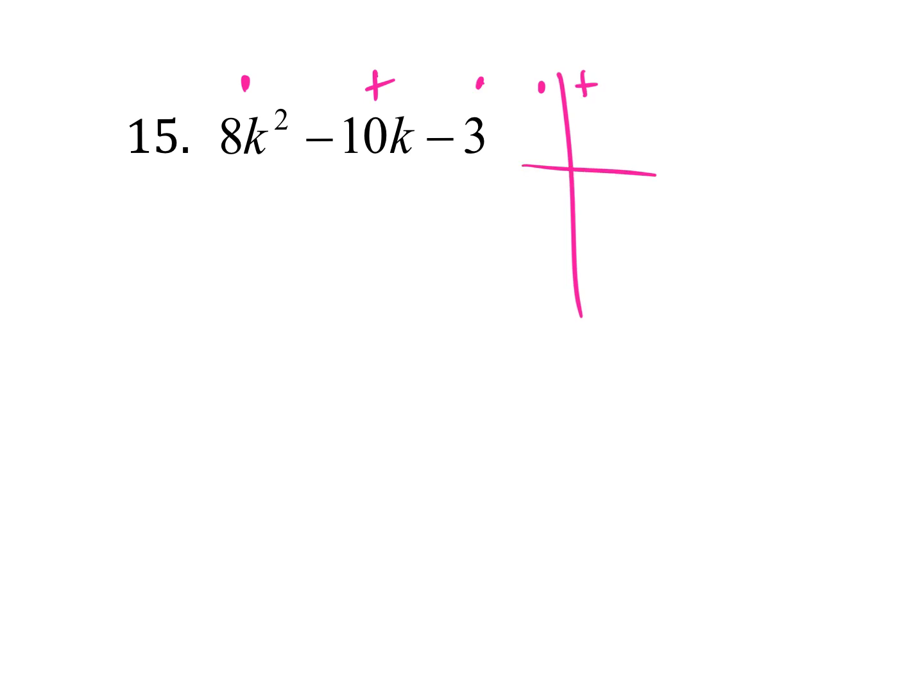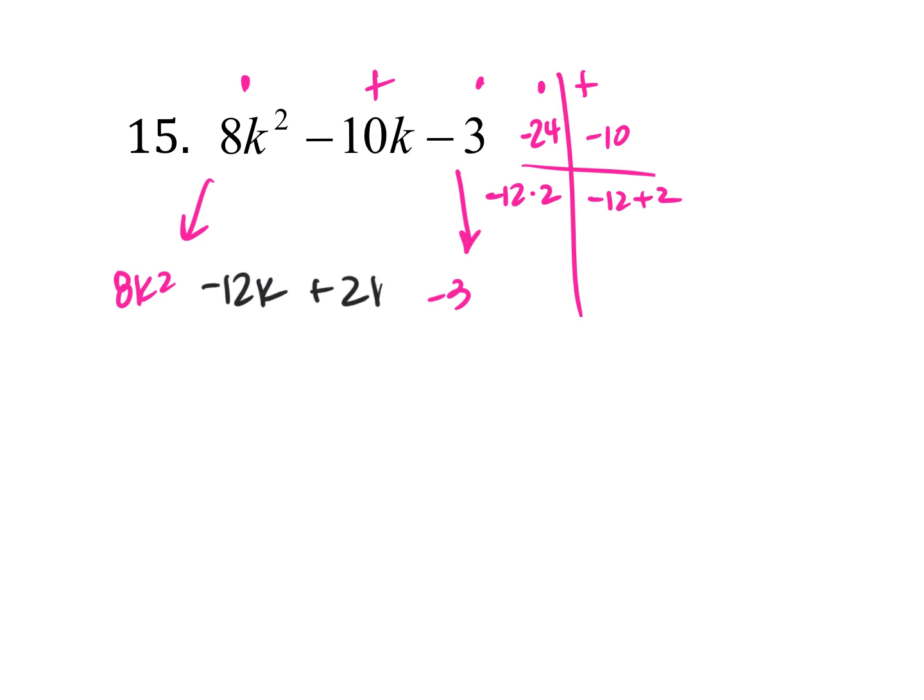We went to O2. What multiplies to be negative 24 and adds to be negative 10? Negative 12 times 2 is negative 24. Negative 12 plus 2 is negative 10. I dig it. I personally like to bring down my first term, bring down my last term, replace my middle with what Labeo just gave me: negative 12k plus 2k. I have to write it like that so I haven't changed my problem. And then we group.